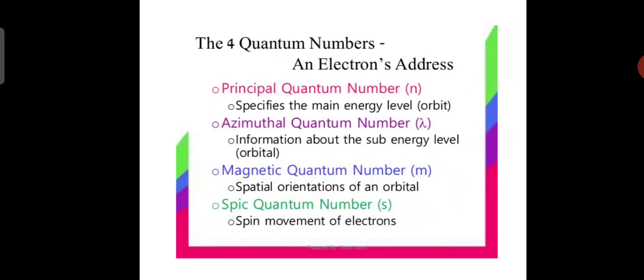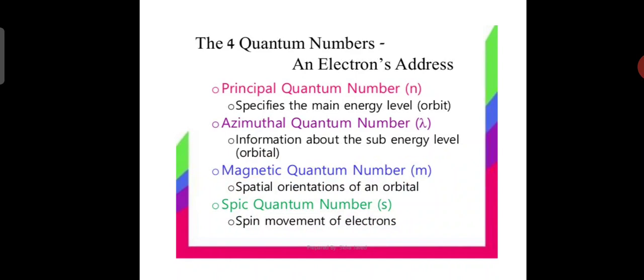Okay, so the four quantum numbers, okay, so merong apat na quantum numbers. Okay, these are what we call as, first we have the principal quantum number. Yung symbol niya is small letter n, so it specifies the main energy level or the orbit. Next, we have the azimuthal quantum number. That is the symbol lambda. Information about the sub-energy level.